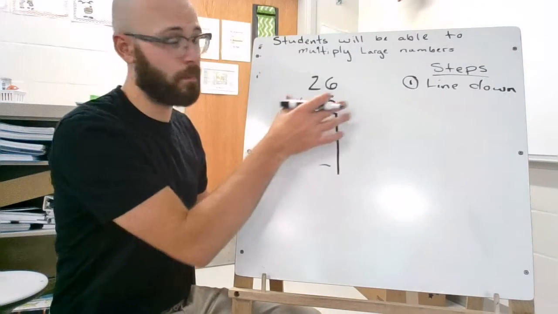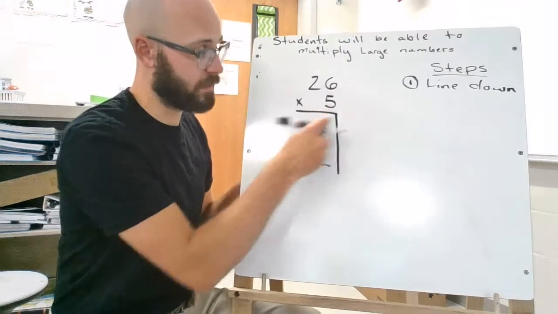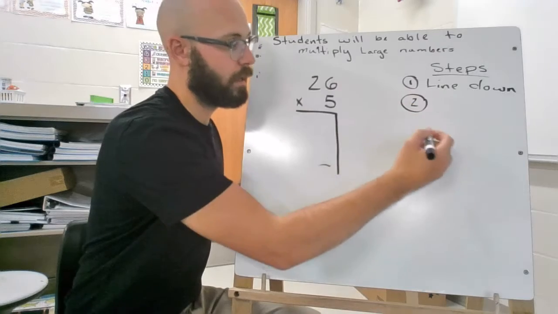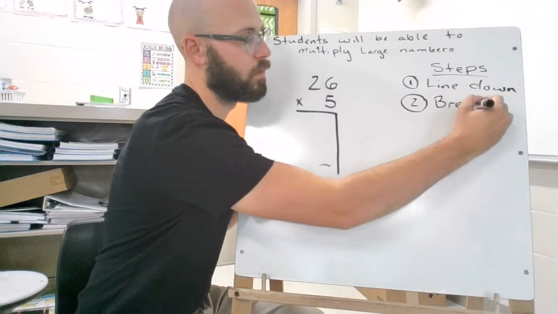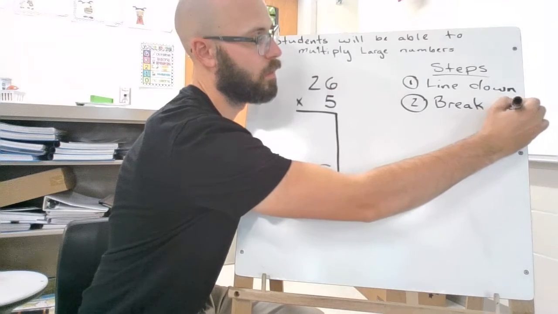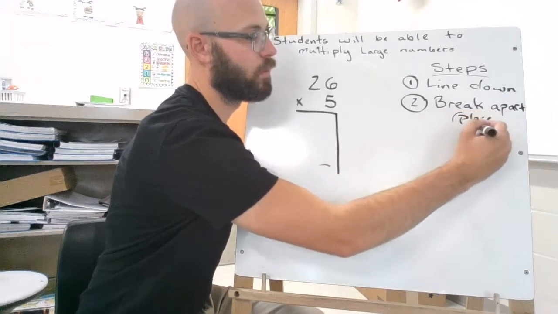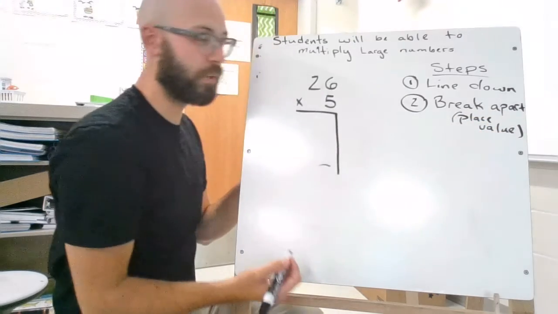But it shows you that you maybe need to line it up vertically, and then now you're going to be writing some things on this side and writing some things on this side. So try to make a straight line down. Step 2. Okay, this is called break apart. And I even put the words place value. You break it apart by place value.